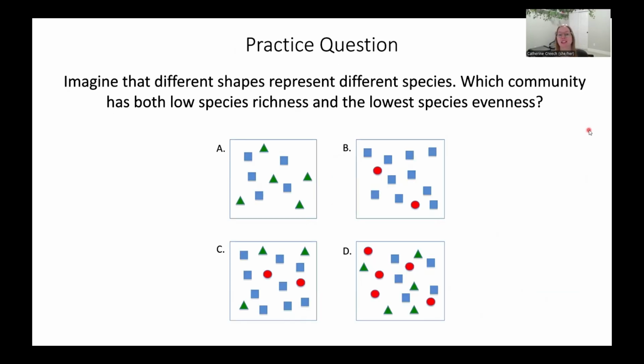Now imagine each of these boxes contains a community, and each shape is a different species. Which community has both low species richness and low species evenness? E. Low species richness means the least number of species, so there's only two. This one also only has two, but species evenness is the relative abundance. In this one, blue is overrepresented. Here, blue and green are equal. And so this is the lowest evenness and richness.